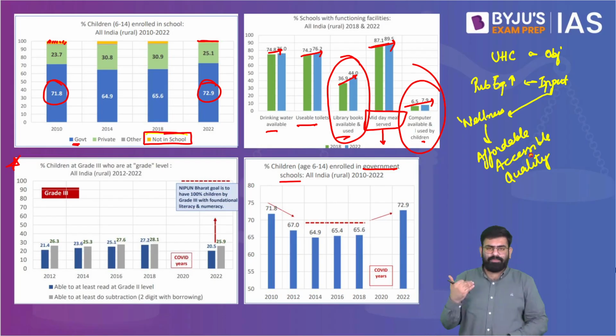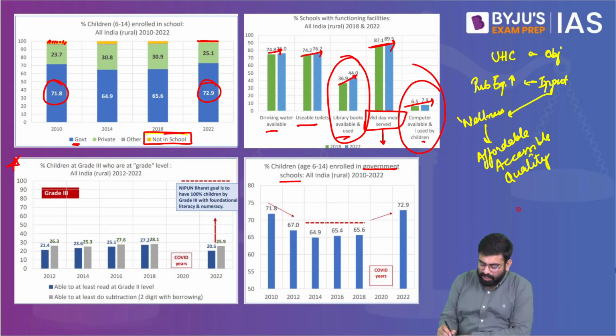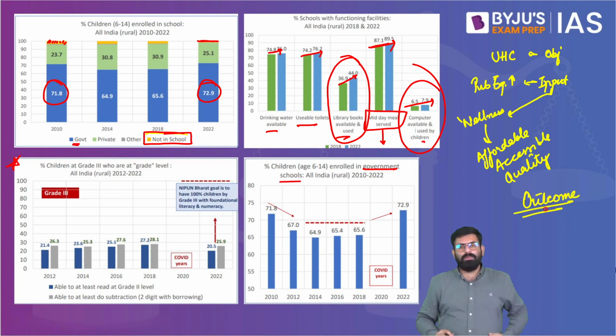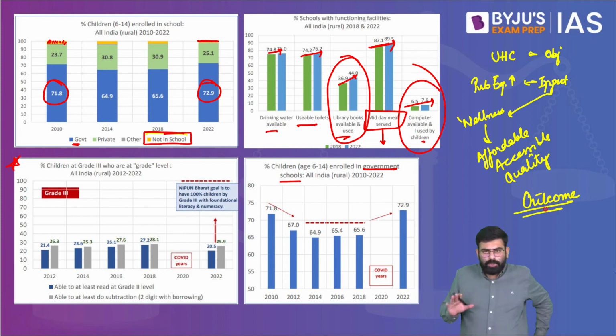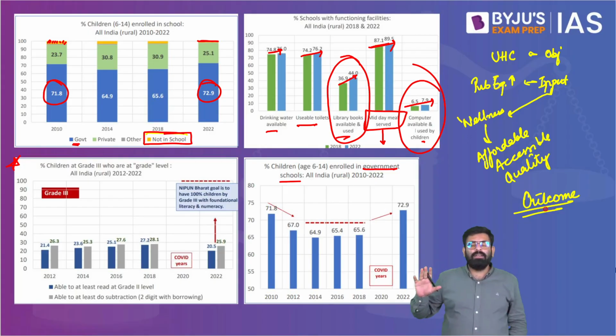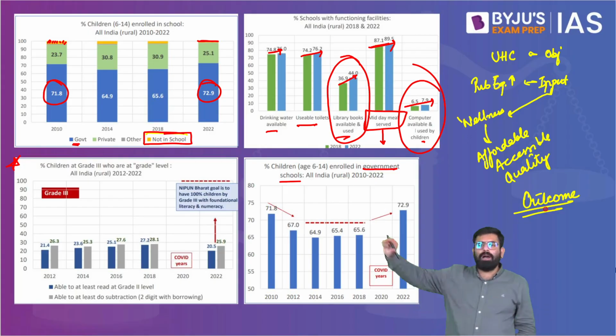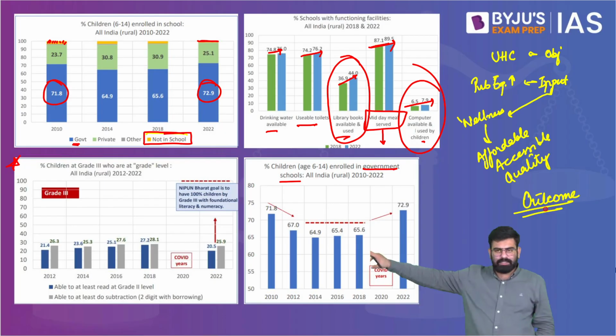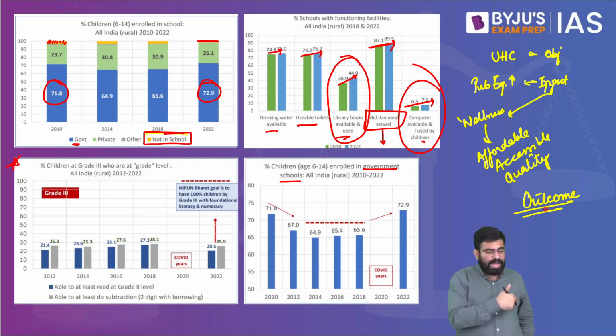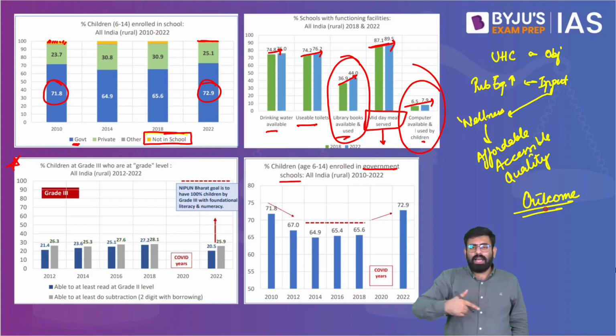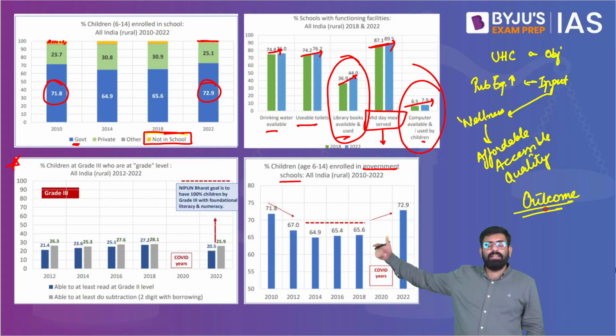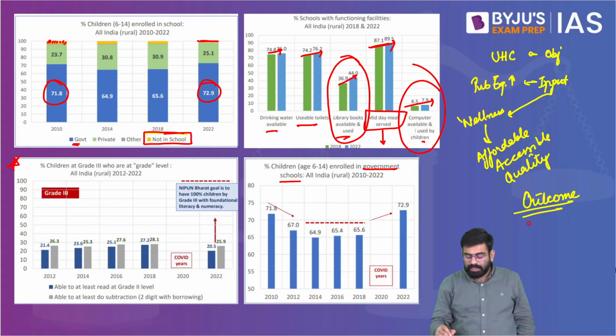Now come a step further. Come to the idea of outcome. What is the idea of outcome? The outcome that we are looking at is not just the opening up of Ayushman Bharat wellness centers. The outcome should be that people are actually getting those services and are able to improve their health and well-being. The outcome here will be well-being.